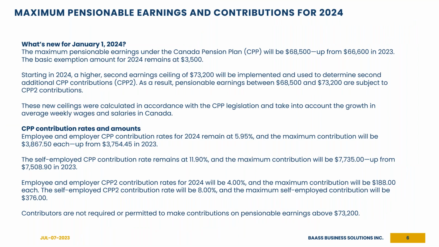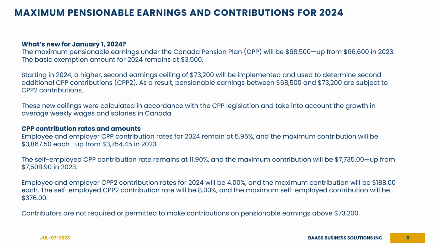Released on November 1st of 2023, the CRA announced maximum pensionable earnings and contributions for 2024. What you see on your screen are the changes that were released on November 1st. The maximum pensionable earning under the Canadian Pension Plan will be $68,500, up from $66,600 in 2023. The basic exemption amount will remain the same, which is $3,500.